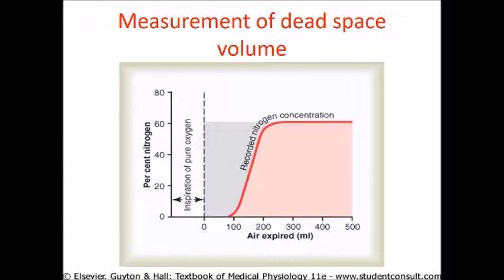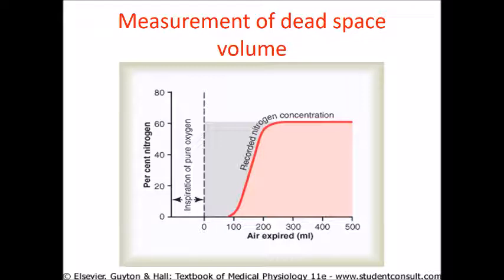Initially the nitrogen meter will not detect any nitrogen because oxygen from the dead space will come out. Then gradually the alveolar air will start coming, and this alveolar air contains nitrogen. So now the nitrogen meter will start recording nitrogen, and the concentration of nitrogen starts rising and then reaches a plateau level. That plateau level indicates that now the air is purely coming from the alveolar space, that is, out of the dead space.